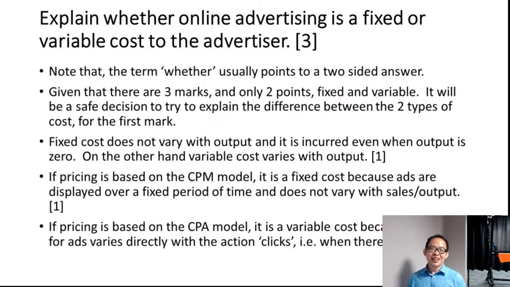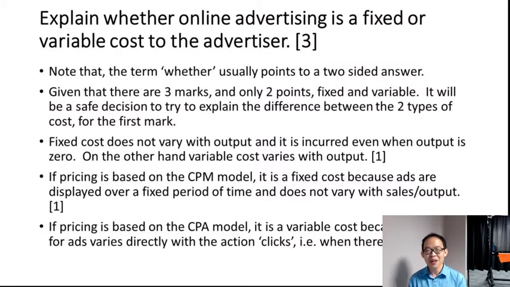Next question. Explain whether online advertising is a fixed or variable cost to the advertiser. Note a few tips. First, when you see the word whether, it usually points towards a 2-sided answer, meaning for this question, it is probably both fixed and variable. You cannot just say it is fixed or variable. Given that there are 3 marks, but only 2 points you can say, fixed and variable, it will be a safe decision to try to explain the difference between the 2 types of cost first, theoretically, for the first mark.